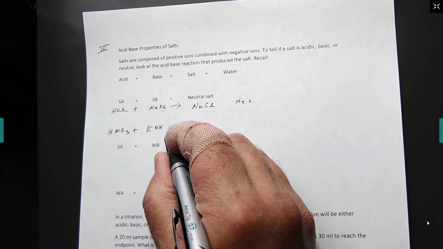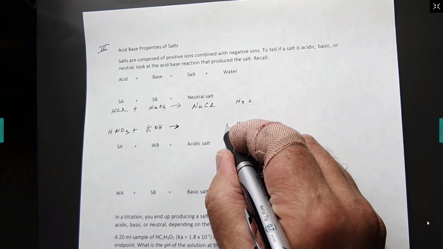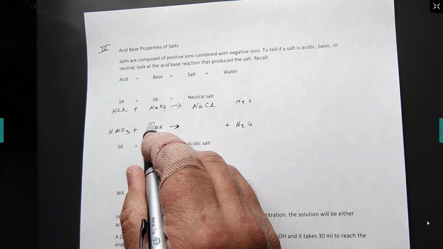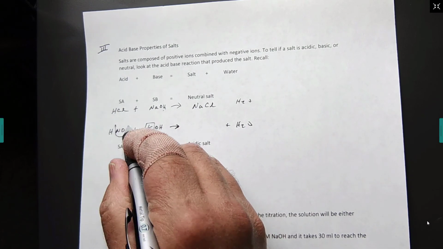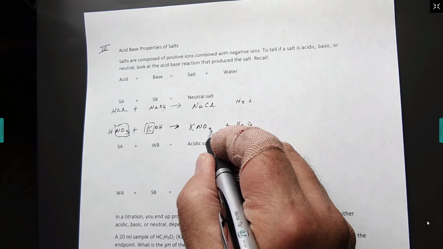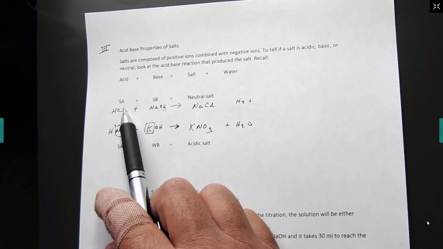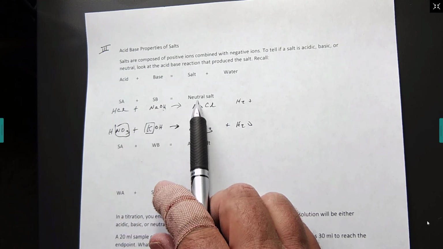If you took the strong acid, nitric acid, HNO3, and reacted it with potassium hydroxide, that's a good strong base, you're going to end up making water, and the salt is going to be potassium nitrate. Here's the rule: strong acid plus a strong base, it's kind of like the two strong things cancel out, and you get a neutral salt.